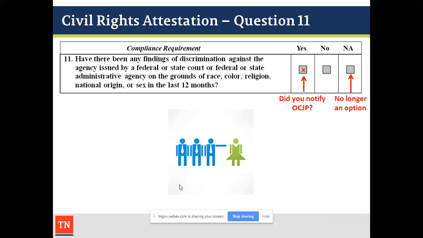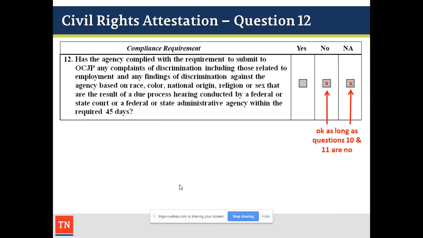The next question asks, have there been any findings of discrimination in the last 12 months? And again, the NA is no longer going to be an option. You must answer yes or no. If you did have any findings, we're going to want to know the details, and so hopefully you've already notified OCJP at this point when you're going through this adaptation.